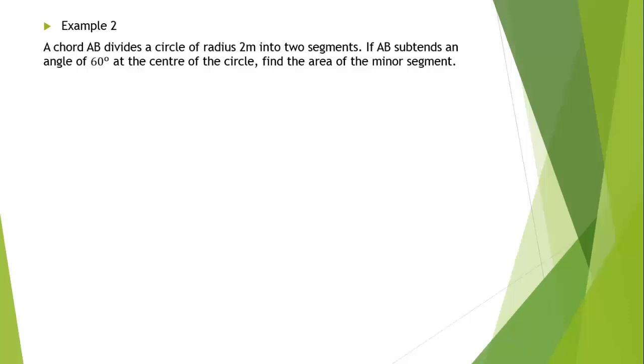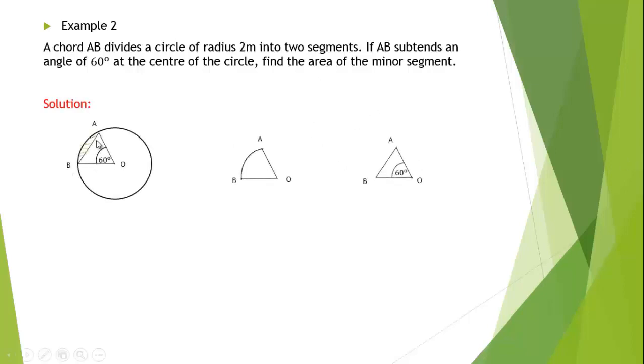Chord AB divides a circle of radius 2 meters into 2 segments. If AB subtends an angle of 60 degrees at the center of the circle, find the area of the minor segment. So if we draw some diagrams using the information given in the question, we can notice the chord AB is drawn over here and it subtends an angle of 60 degrees at the center of the circle. As the chord divides the circle into 2 segments, we get a major segment and a minor segment. And we are asked to find the area of the minor segment.